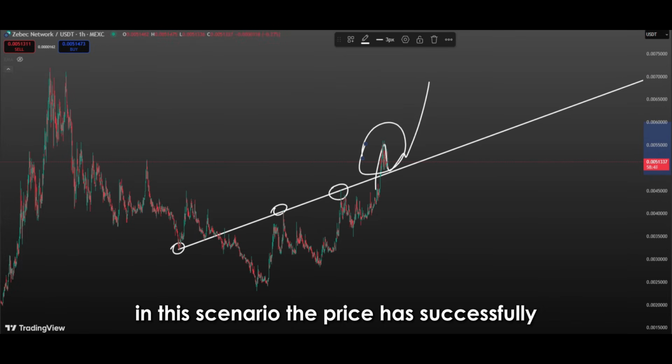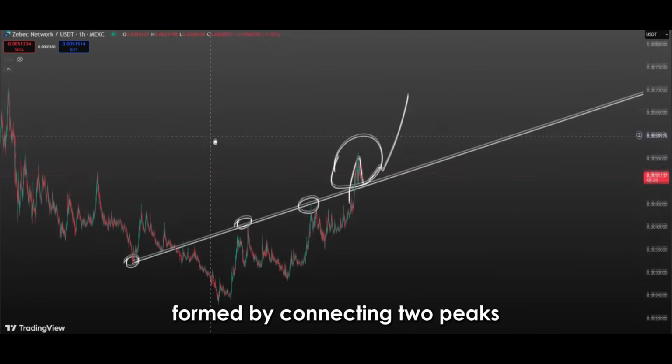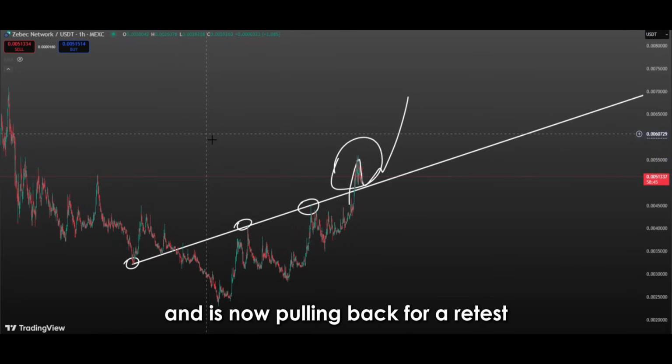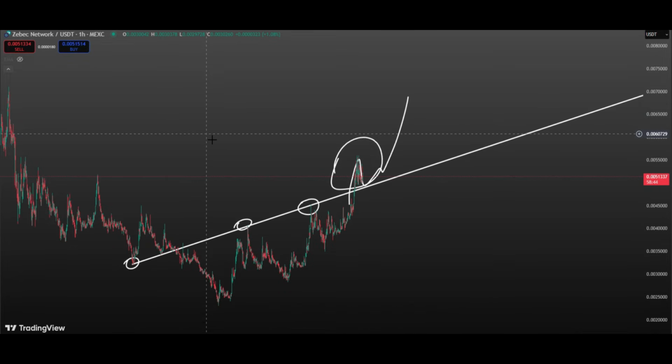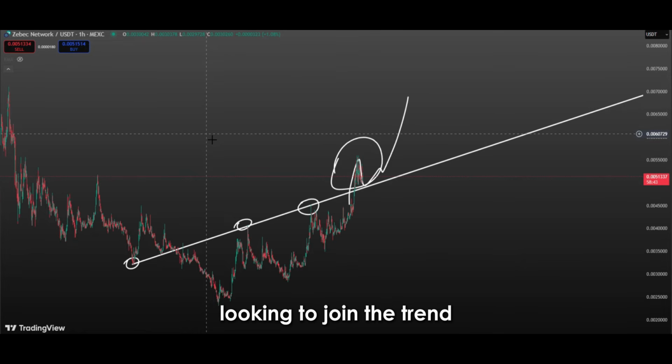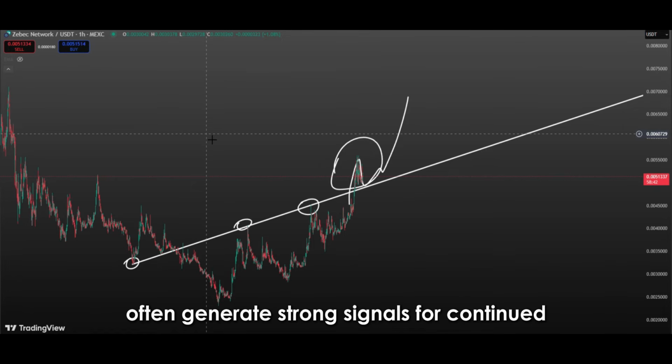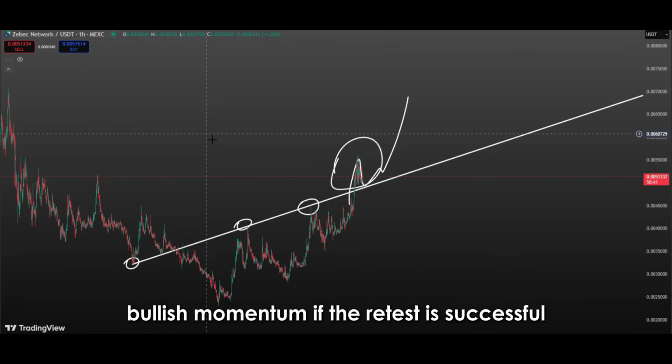In this scenario, the price has successfully moved above the descending trend line formed by connecting two peaks and is now pulling back for a retest. This is a very constructive behavior from a technical perspective. Such breakouts followed by a retest provide safer entry points for investors looking to join the trend and indicate that the upward move is based on solid ground. These kinds of setups often generate strong signals for continued bullish momentum.